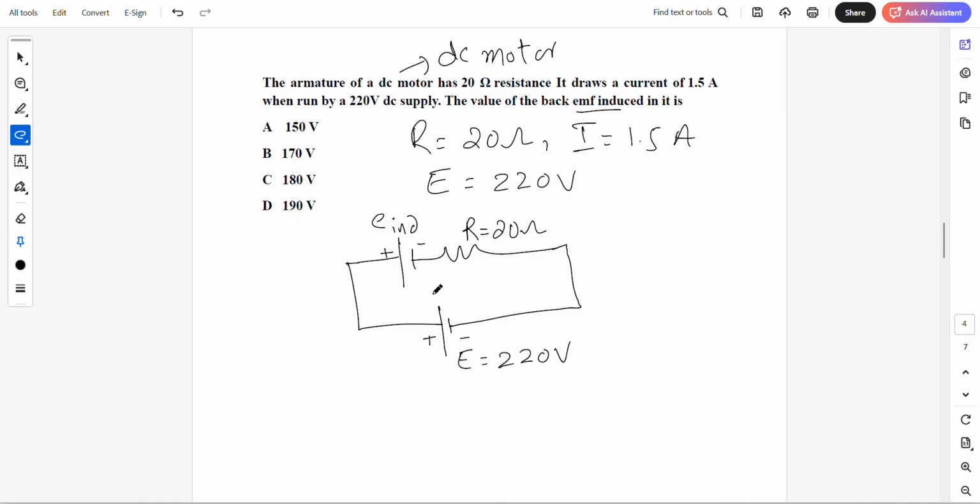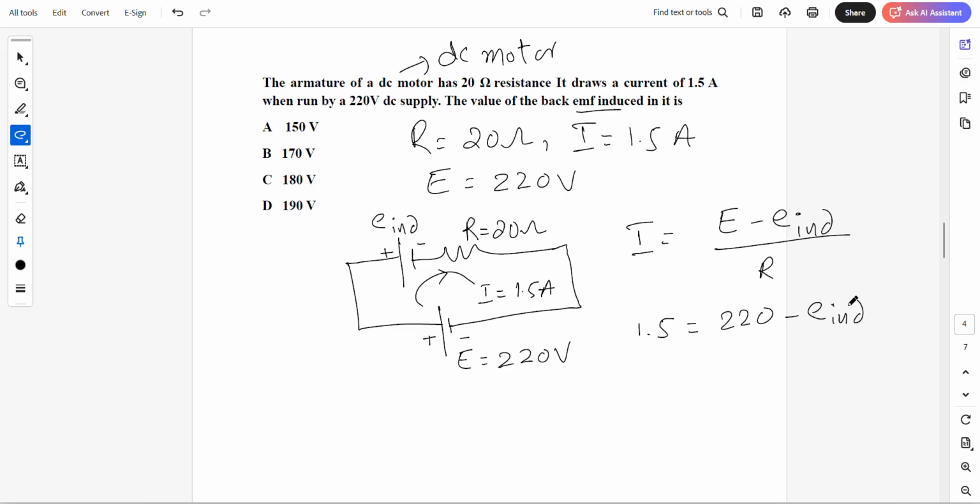What we have to calculate is the EMF induced. They have given current, I is equal to 1.5 amperes. We know that I is equal to capital E minus small e, that is the EMF induced in the armature winding, divided by R. Now I is 1.5, E they have given 220, minus E induced, we do not know, that is the back EMF, divided by R, which is 20.